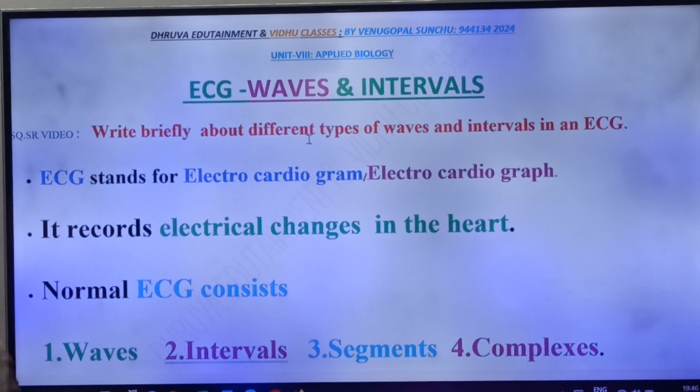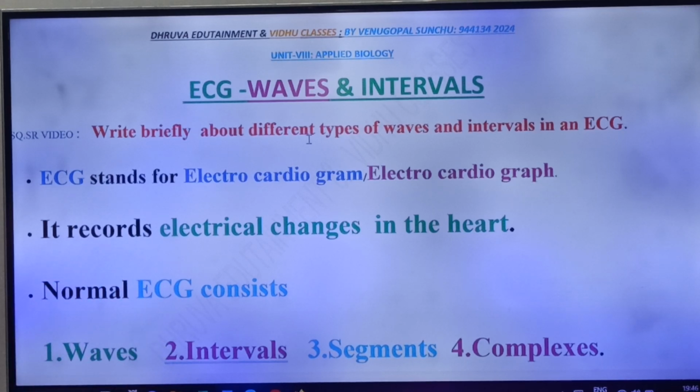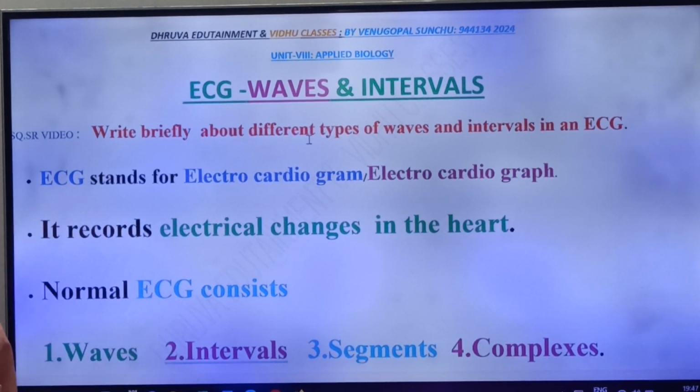Generally, a normal ECG, that is the ECG of a healthy man, consists of 4 components. What are they? Waves, intervals, segments and complexes. But this is a short question, friends, a 4 marks question. In this question you have to write about only 2. What are they? Waves and intervals only. No need to write about the segments and complexes.